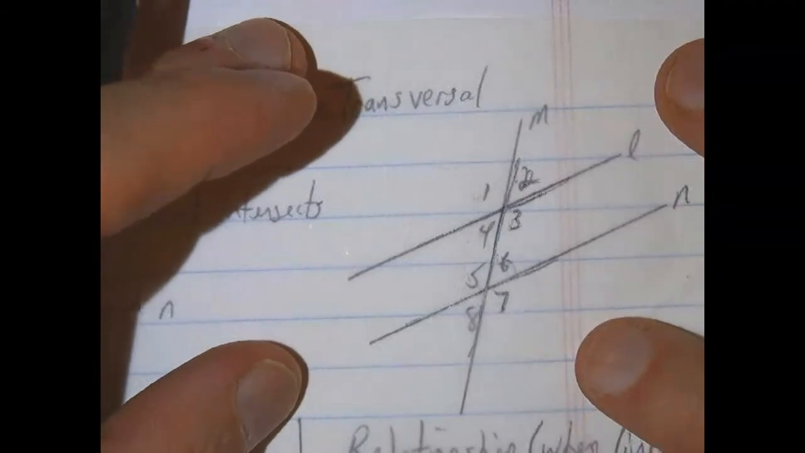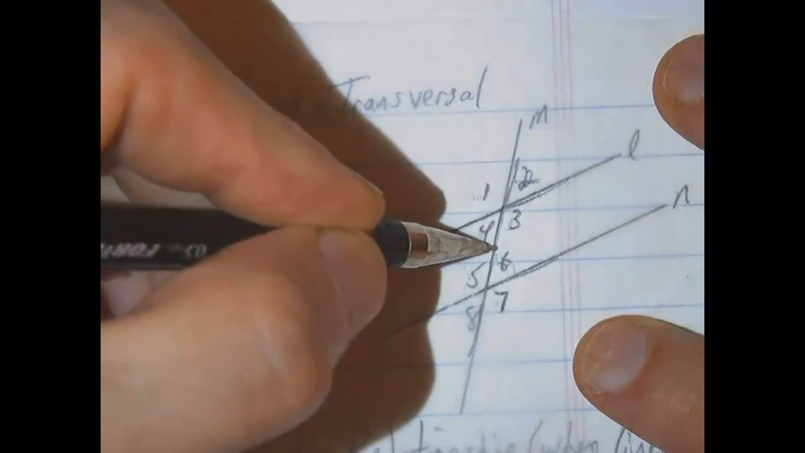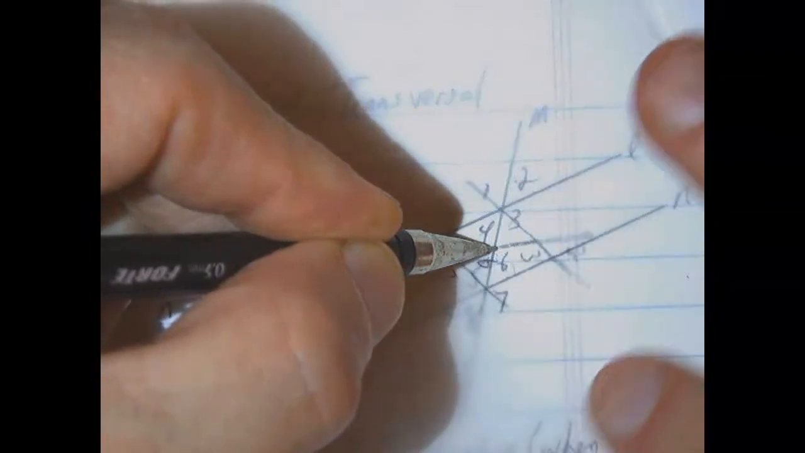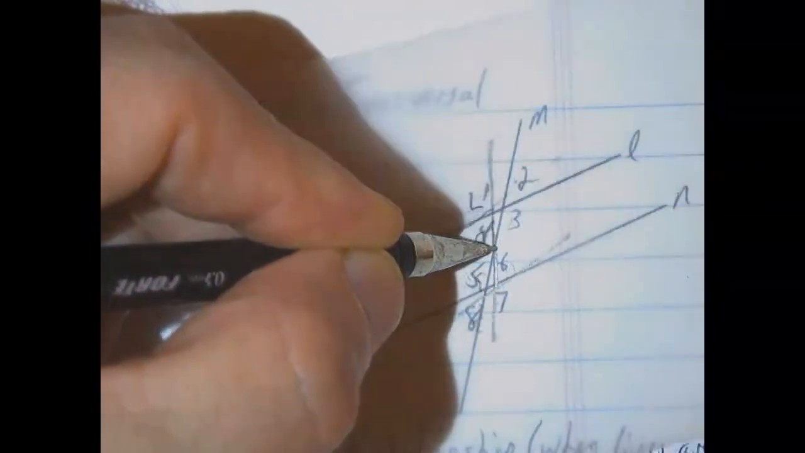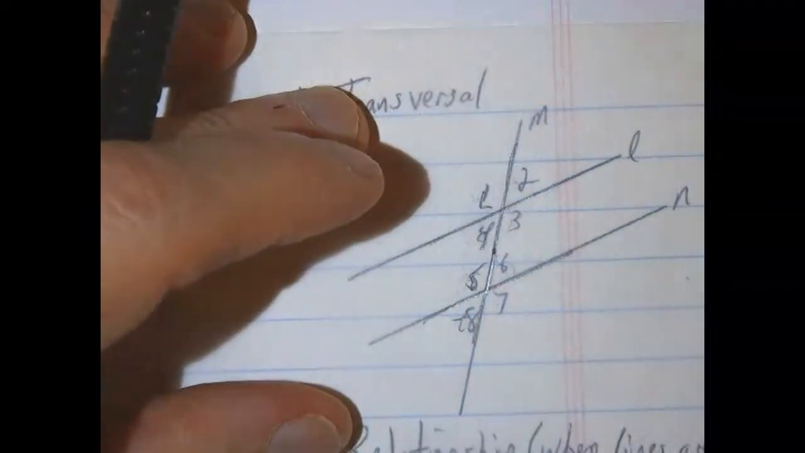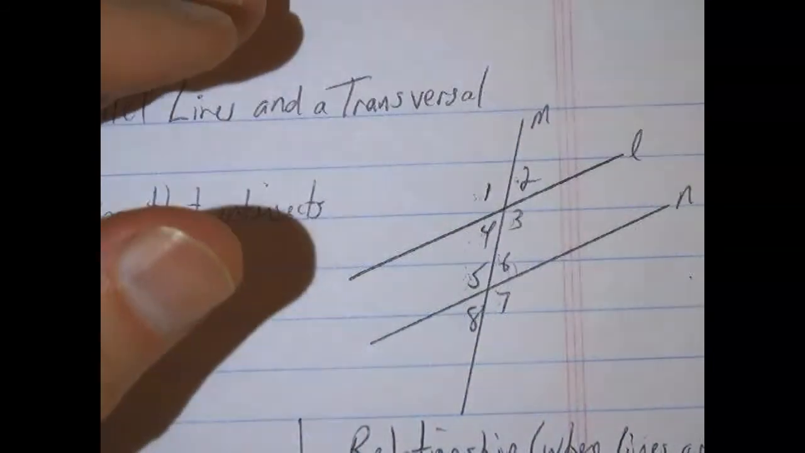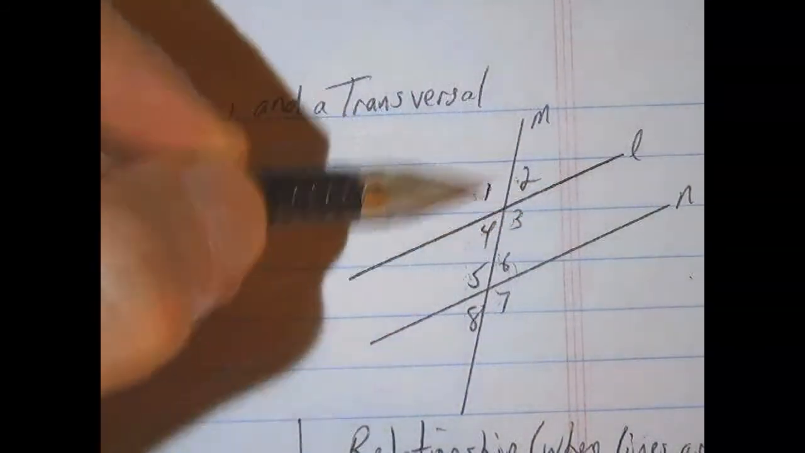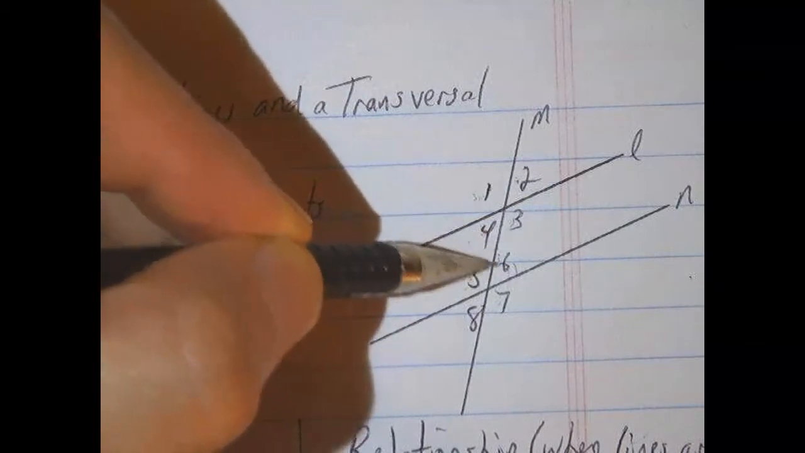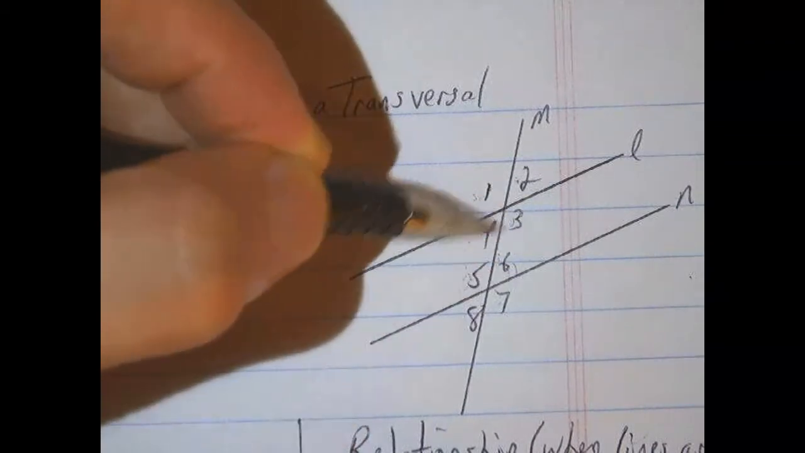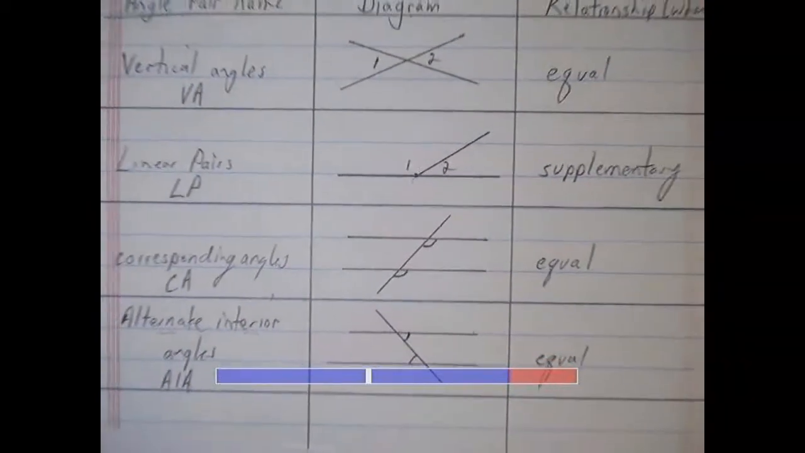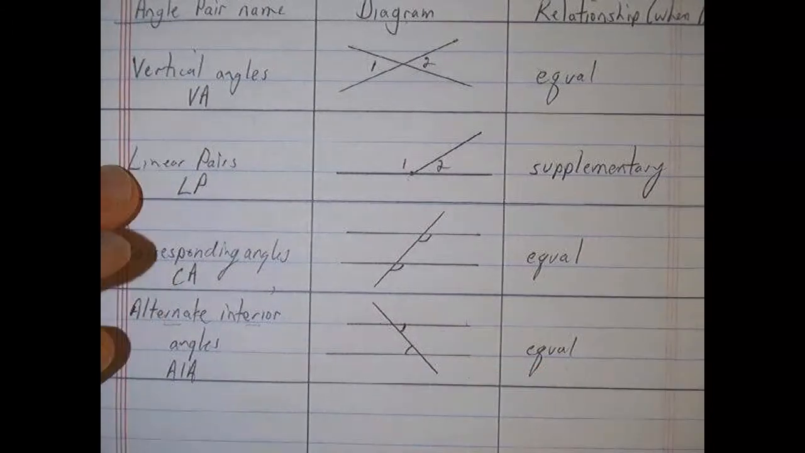Now, if we look at these angles, these are not congruent because of a translation. They're congruent because of a rotation. If we rotate around right in the middle, you can see how they land right on top of each other, and it's a perfect fit every time, as long as the lines are parallel. So 4 is equal to 6 because they're alternate interior angles. 3 is equal to 5. And in fact, alternate interior angles are an angle pair type that are always equal.